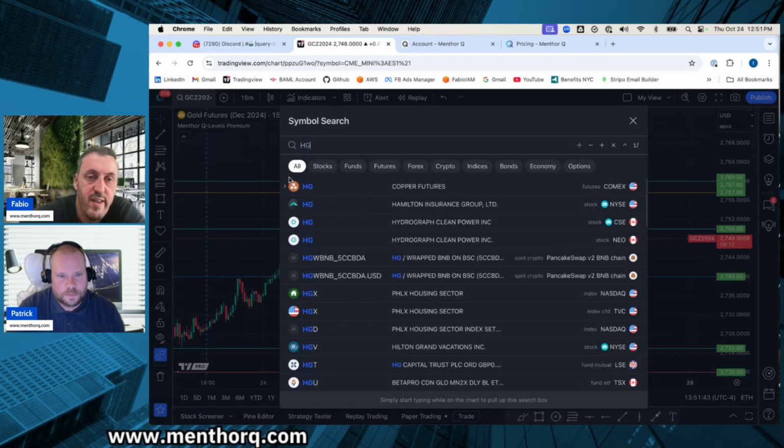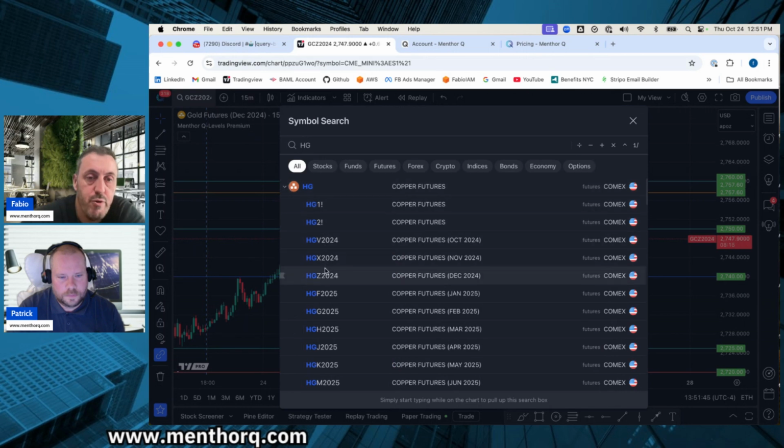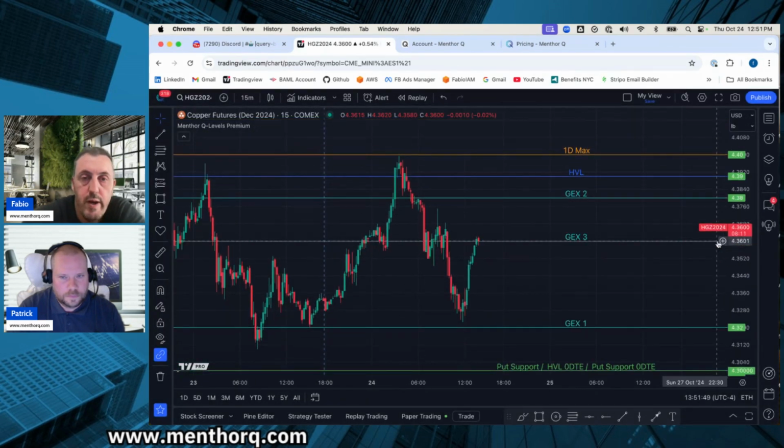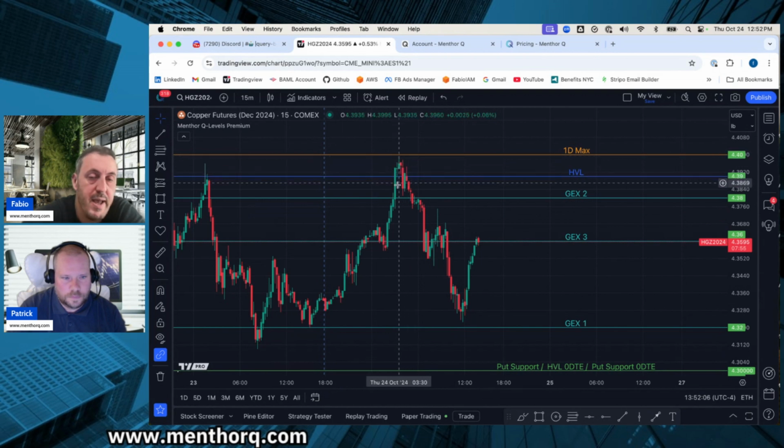Then there was another good example on the copper future, where the price got rejected exactly from the one-day max. Let's imagine that you were able to take a long position right here. You now know that there are two very important levels right here, and you could plan your exit strategy, or you could even think about looking at the potential reversal area.